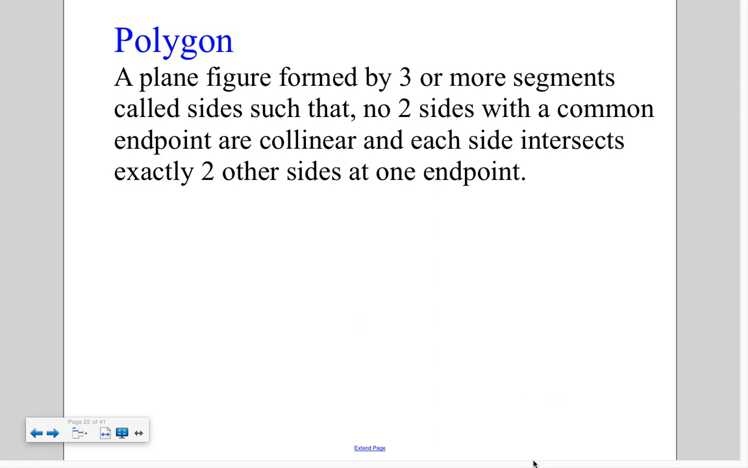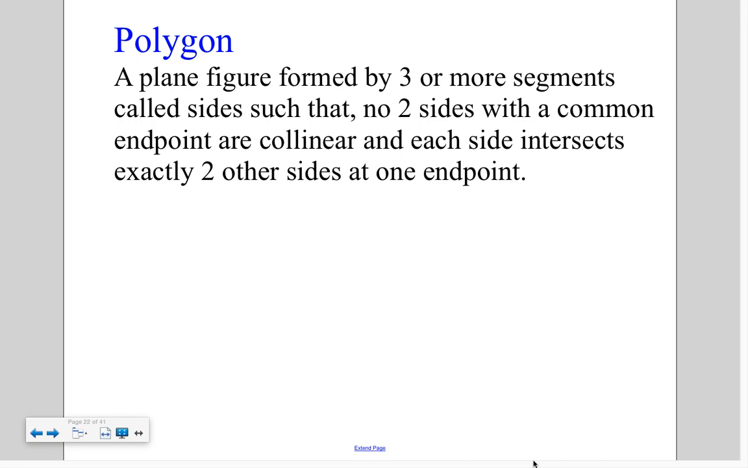All right, that takes care of a lot of those building blocks. Now we're going to move on to some of the things we can construct, and that's a polygon. Now, you guys are familiar with polygons. We're going to go through this pretty quick.